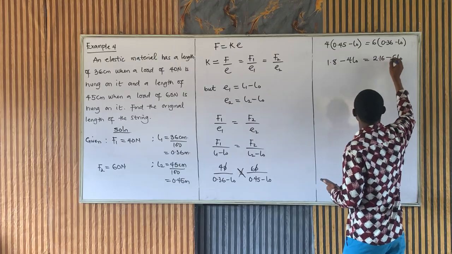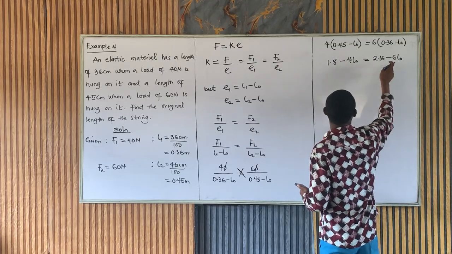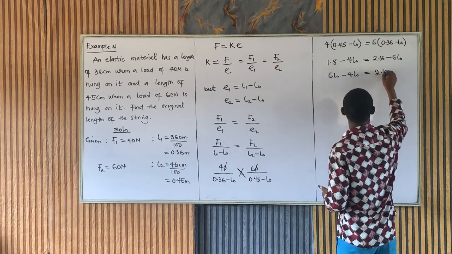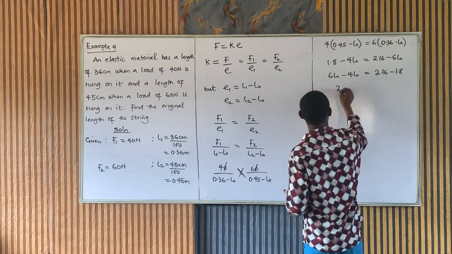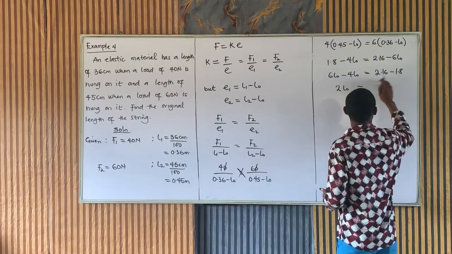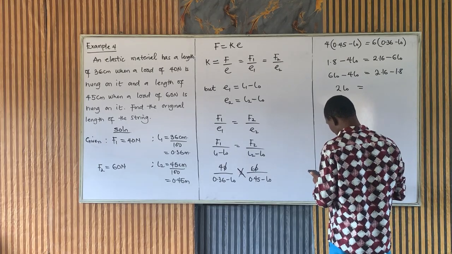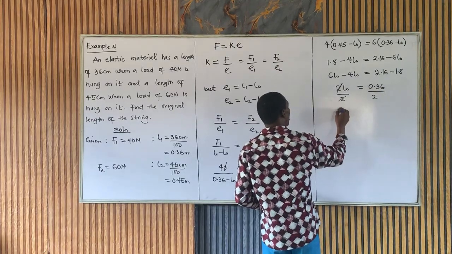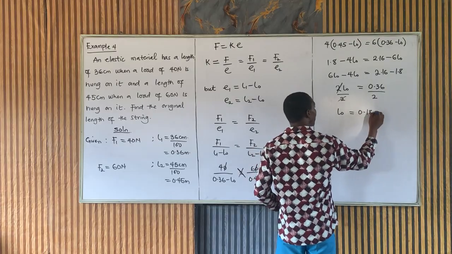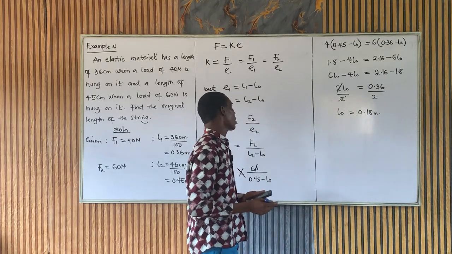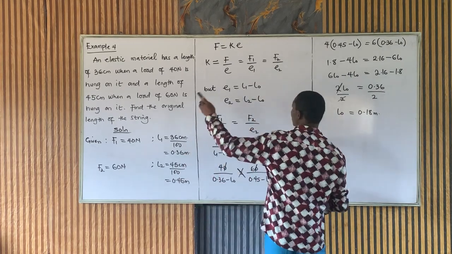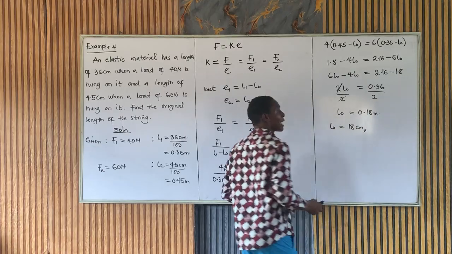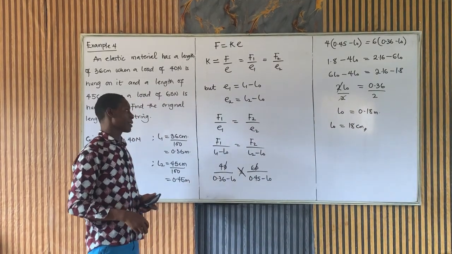0.36 times 6, 2.16 minus 6L0. So bringing this here, I'll get 6L0 minus 4L0 is equal to 2.16 minus 1.8. This will give us 2L0 is equal to 0.36. Dividing both sides by 2, L0 becomes 0.18 meter. We can leave that in centimeter because that's what the lengths were initially given. So L0 is equal to 18 centimeter, the original length of the spring.